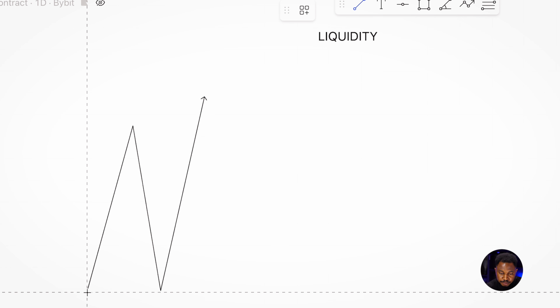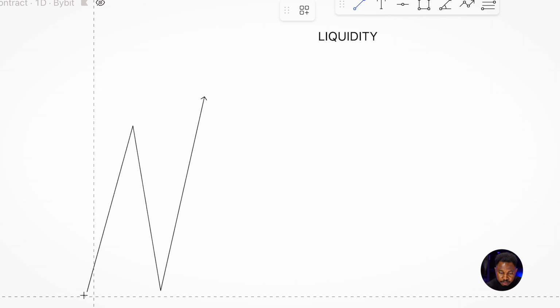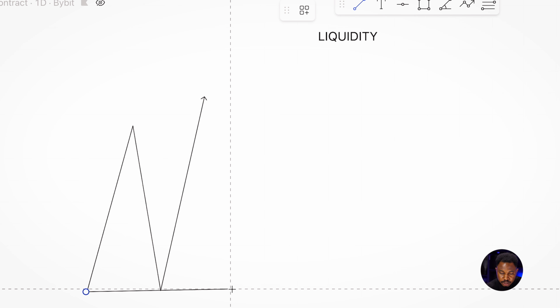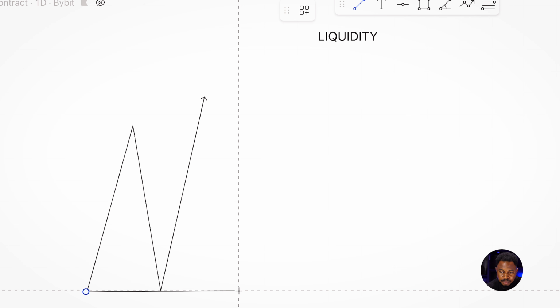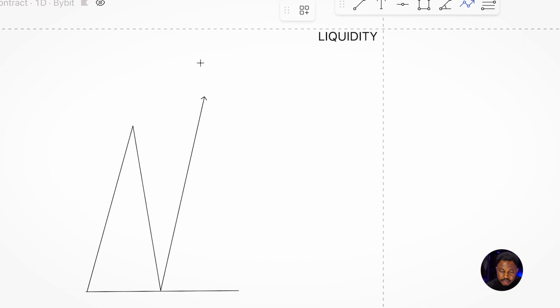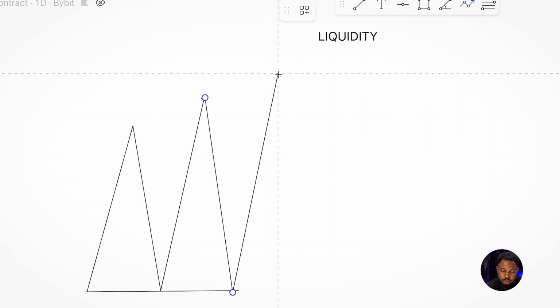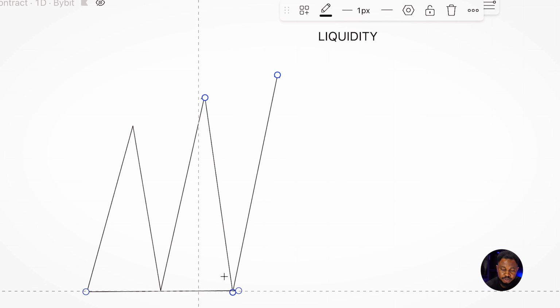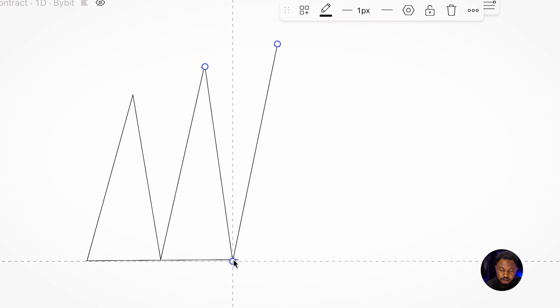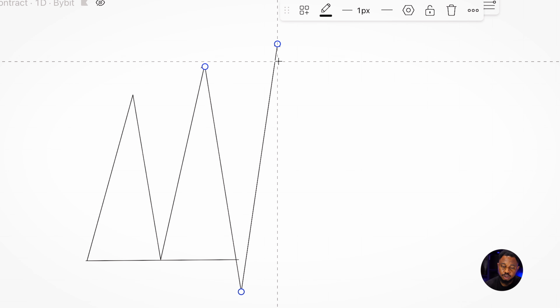What did you see here? We have, here was the bottom and here is another bottom. People are basically going to mark this region here with the expectation that the market is going to come back and test this particular region and then continue going upwards. But what usually happens is the market comes down and takes out the liquidity here before going upwards.